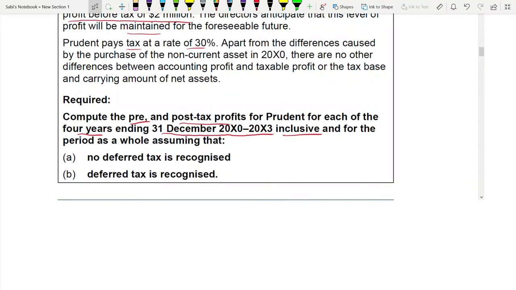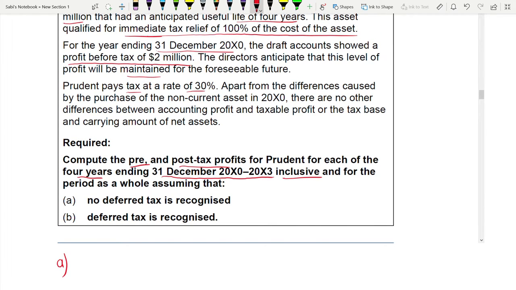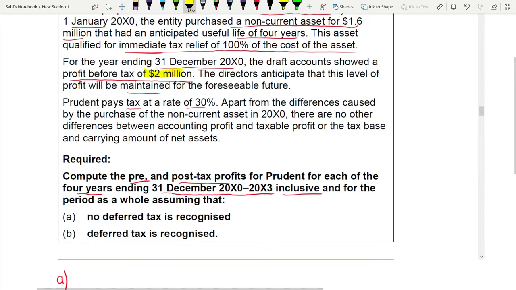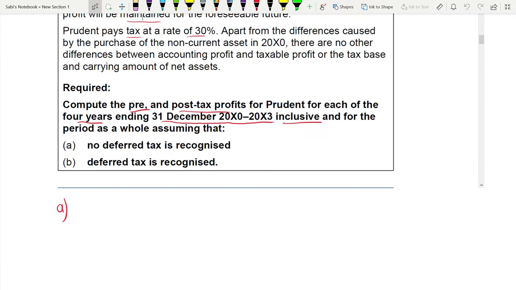So first we are going to do A. What is your starting point? How do you start this question? Remember, you have been given the profit before tax of 2 million. I will highlight it for you. $2 million, but this $2 million is your accounting profit. First, always you have to convert accounting to taxable profit, because without taxable profit you cannot calculate tax. Tax is always calculated on taxable profit, not accounting profit. I will write it down for you.